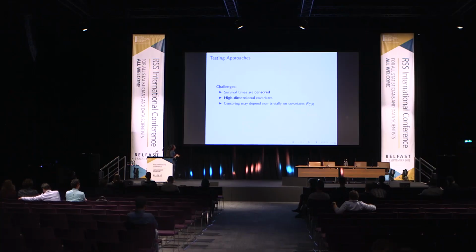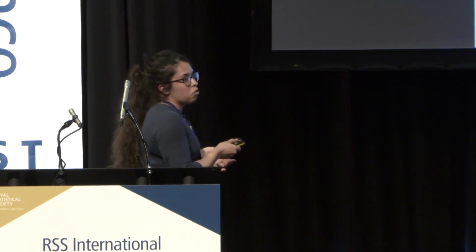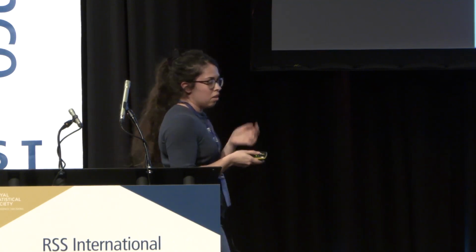So for testing approaches, what are the challenges? The challenges are that survival times are censored. We may have high dimensional covariates. And also censoring may depend non-trivially on the covariates even under the null hypothesis. So even if the survival times Z are independent of X, it could happen that the censoring times are not independent of X. For instance, having kids could make patients withdraw from a study because they have less time, but this is not necessarily related to the disease, to how they survive.